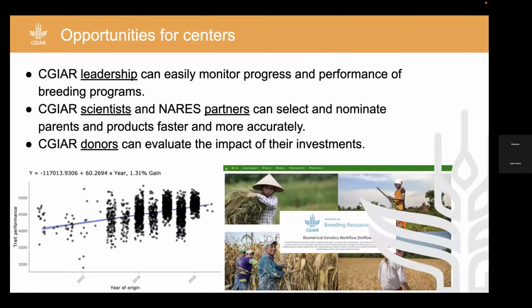So what are the opportunities for the centers? Our expectation is that this will enable the leadership and also the donors to monitor the performance of the breeding pipelines, also to justify investments, and understand where the money and the resources are going and whether that is paying off or not. And of course, enable the scientists to do their core business, which in this case is to select and nominate parents and products to have them, faster and more accurately, on farmers' fields.